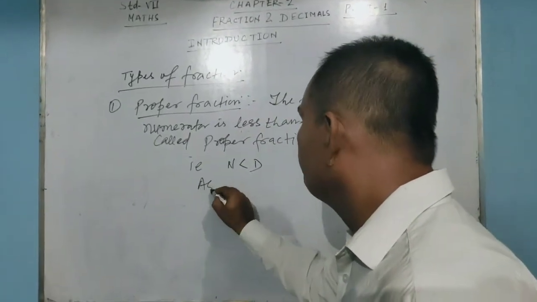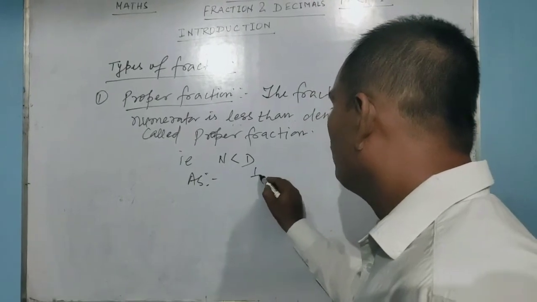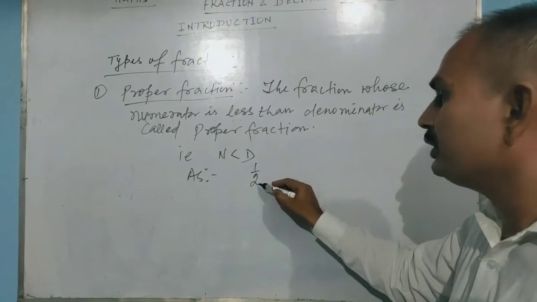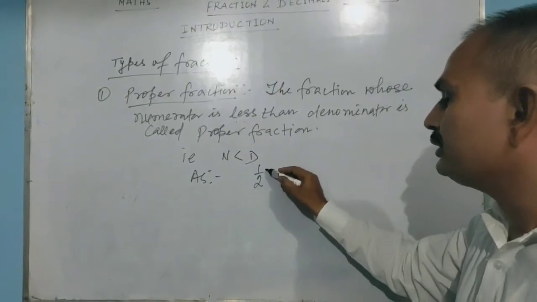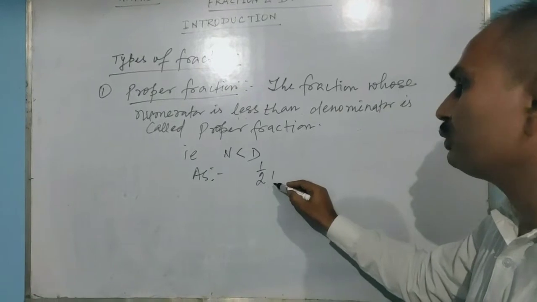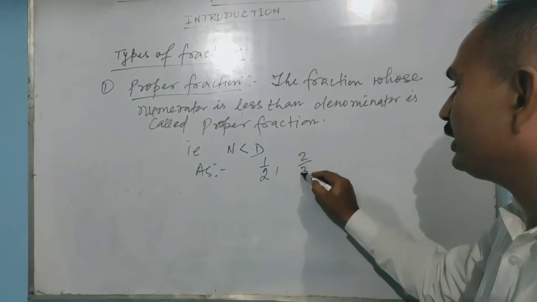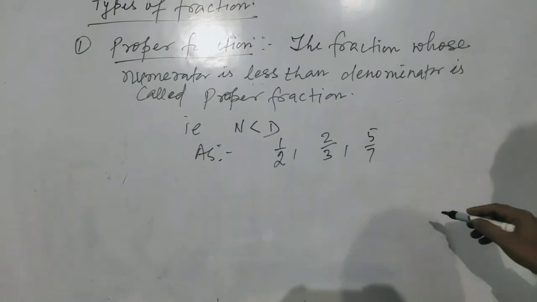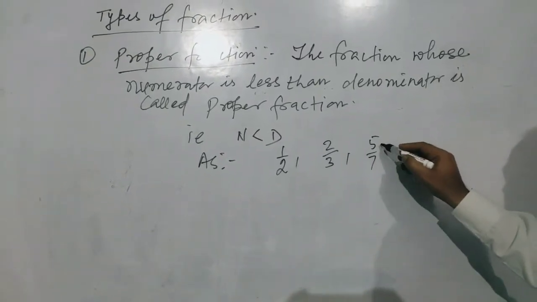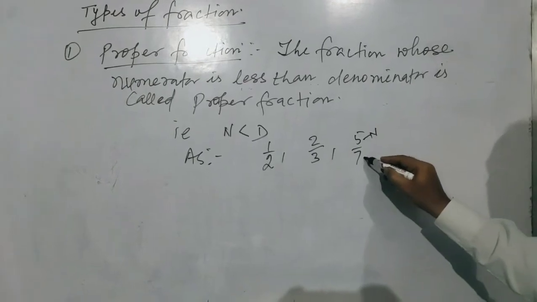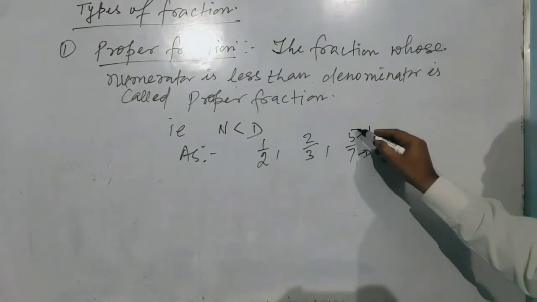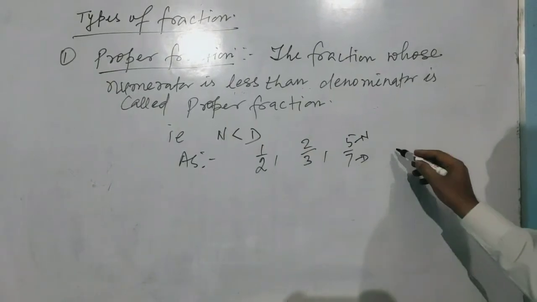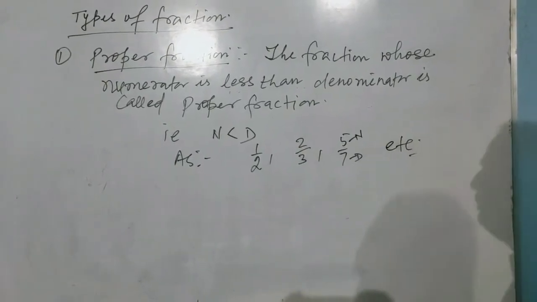Example, 1 by 2. Here numerator is 1, denominator is 2, numerator is less than denominator, so this is a proper fraction. 2 by 3, proper fraction. 5 by 7, proper fraction. Okay? This is the numerator, this is the denominator. Numerator less than denominator is called a proper fraction, etc. Okay, understood?